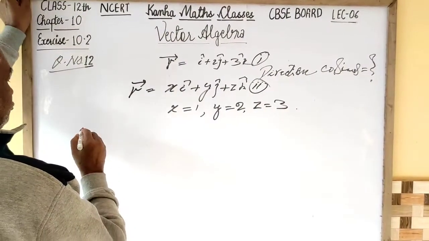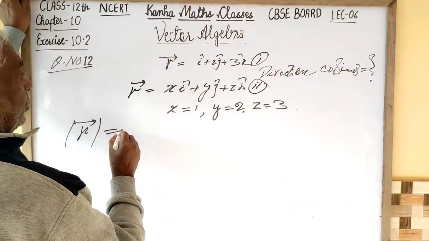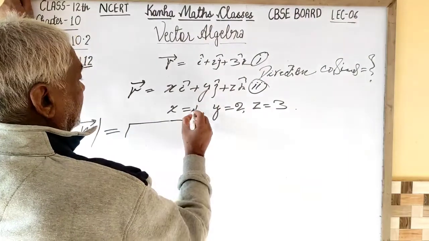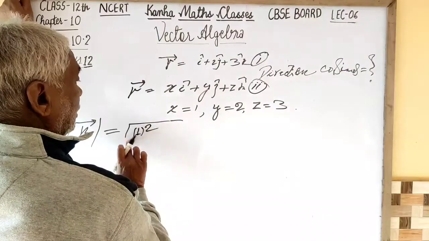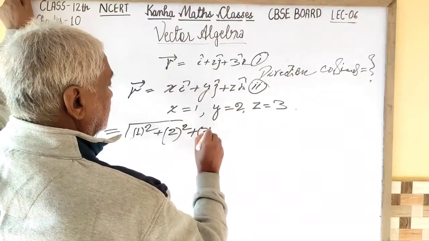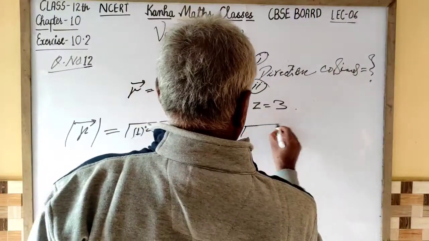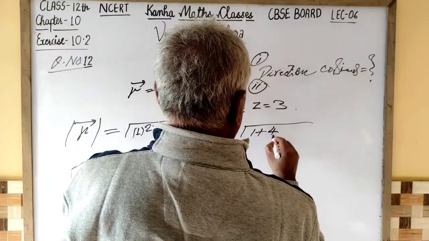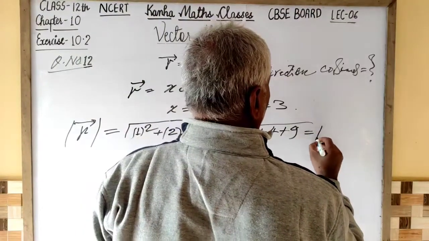Now the magnitude of vector r is equal to under root x square plus y square plus z square, that is under root 1 square plus 2 square plus 3 square. I mean under root 1, 2 square is 4 and 3 square is 9, 1 plus 4 plus 9 is equal to under root 14.